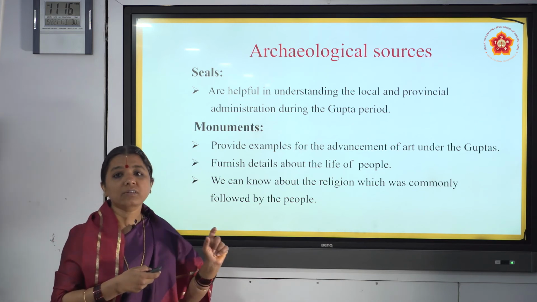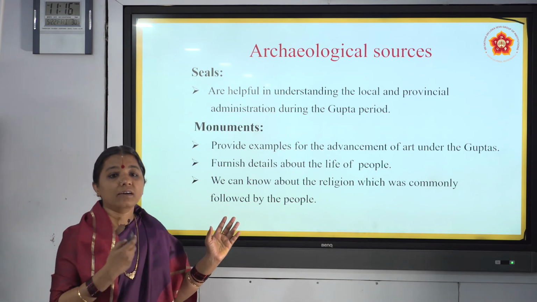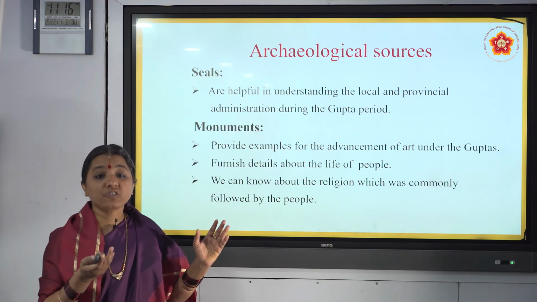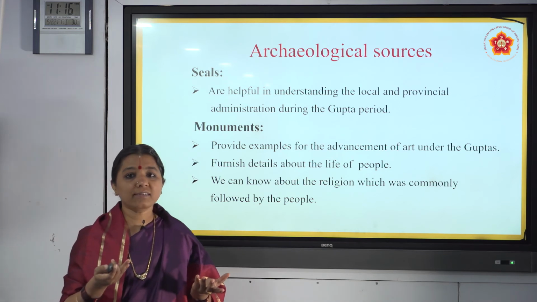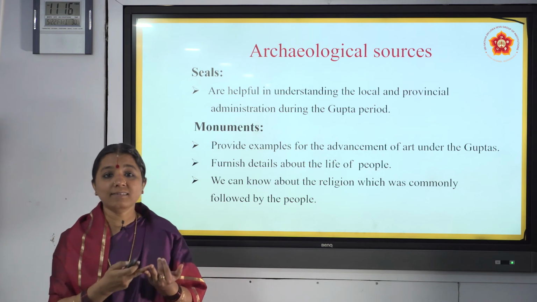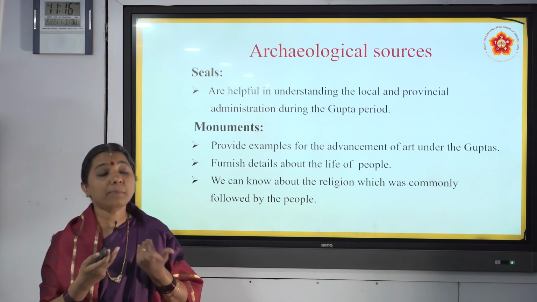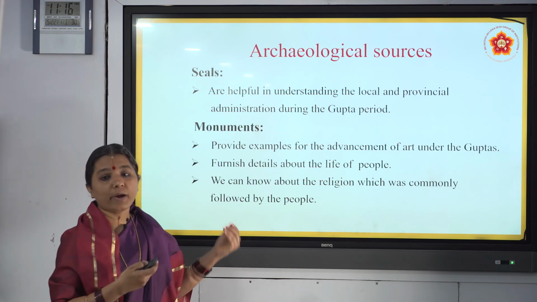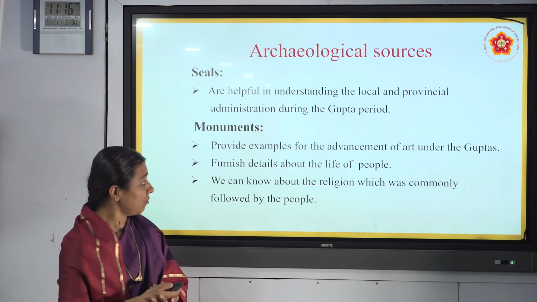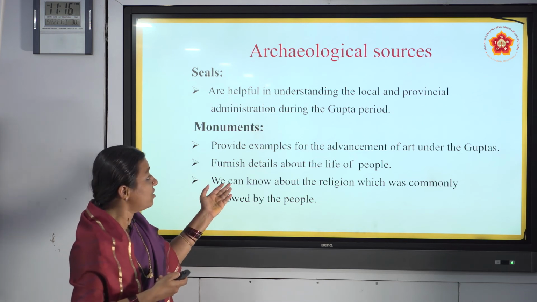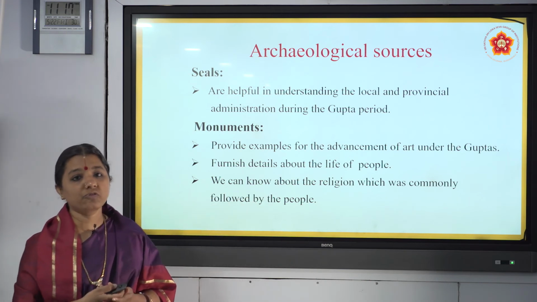And the next important archaeological source, monuments. They are structures of historical importance. What are the examples of monuments? Can we guess? Yes, forts, palaces, basadis, statues, temples, etc. And they also provide examples of the advancement of art under the Guptas. And it furnished details about the life of people, and we can know about the religion commonly followed.